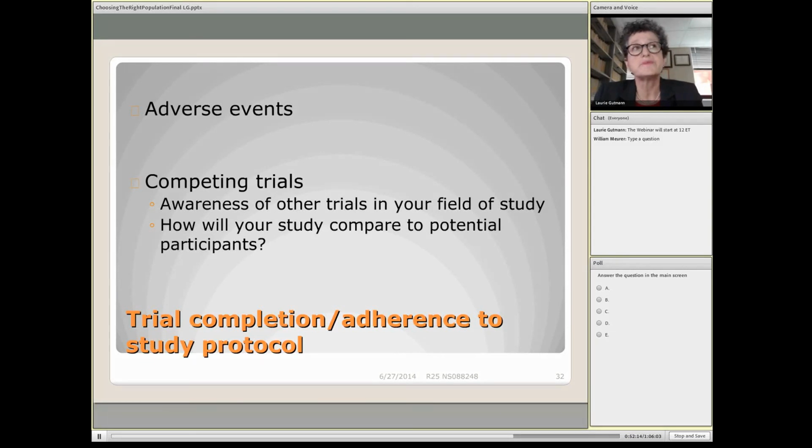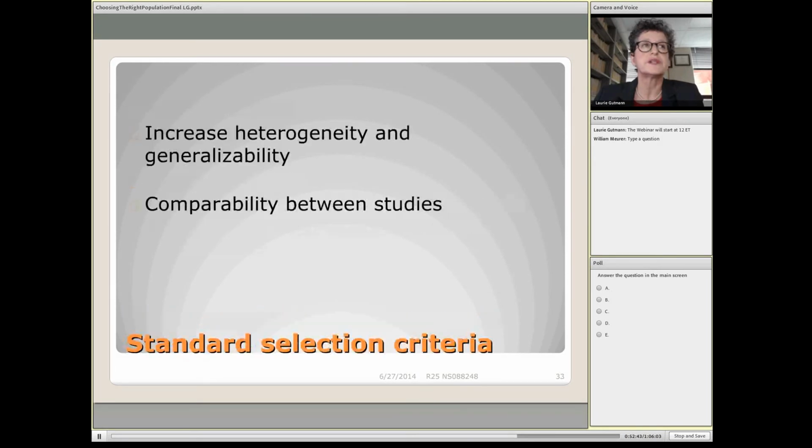And also, if you are having to do a lot of monitoring because of concerns for adverse events, patients may choose an easier trial to be involved in. The last point about being aware of competing trials is also looking at their selection criteria, because it may be important to you. It certainly is important to be able to pool data and make your results more reproducible or generalizable.